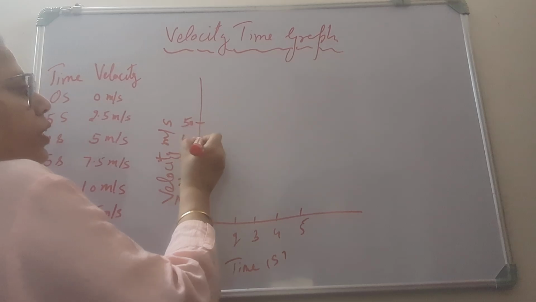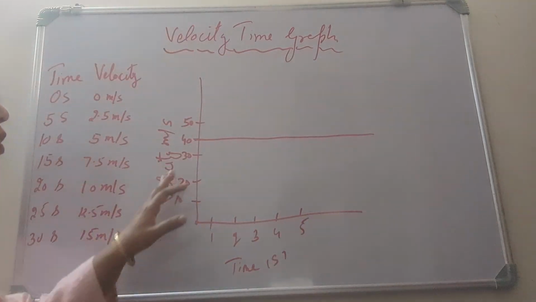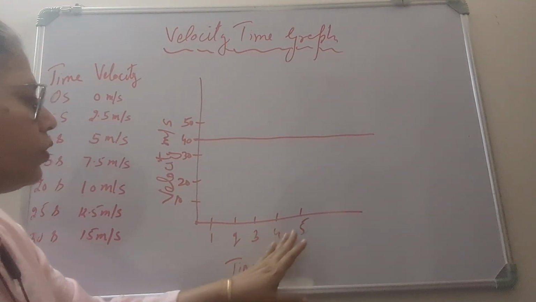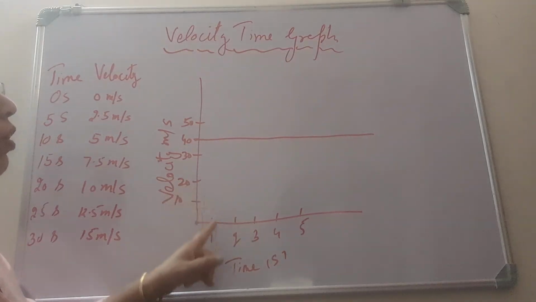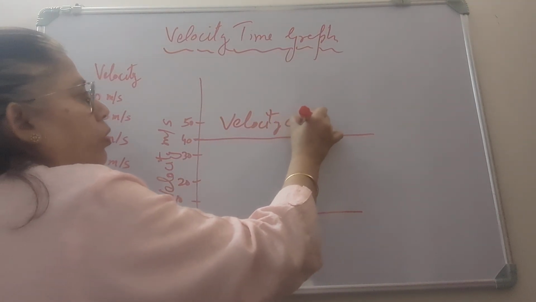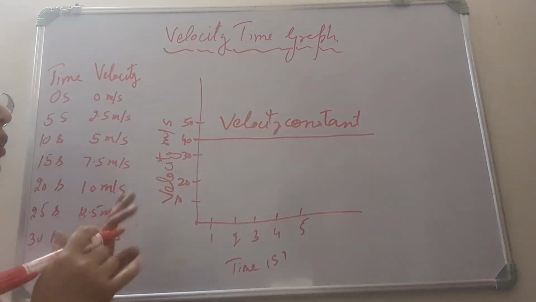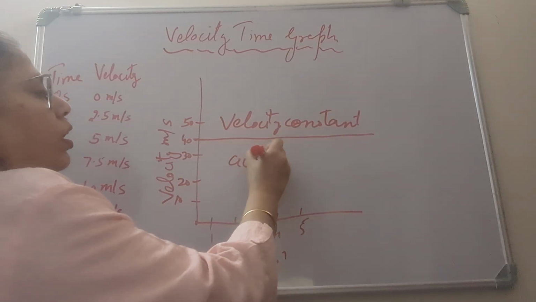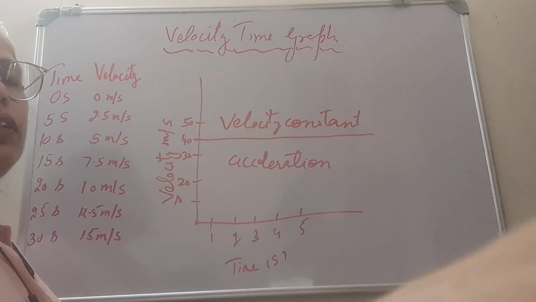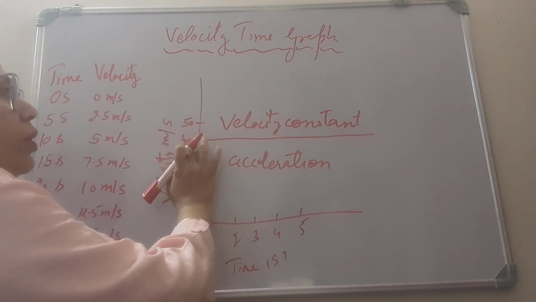Here our object is moving with a constant velocity, that is 40 meters per second, in the given intervals of time. So here the velocity is constant. Our vehicle, our object, is not accelerating. Acceleration is zero. So we are at 40 meters per second.